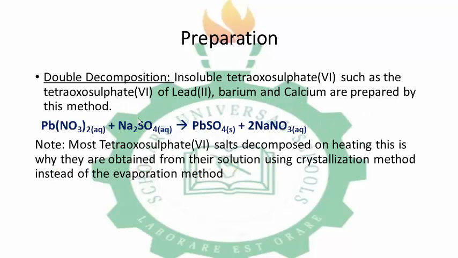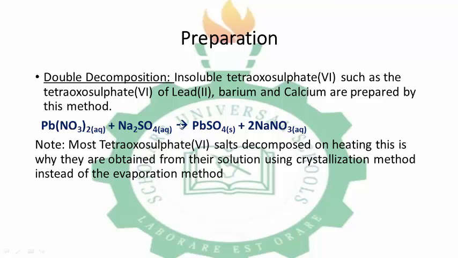Now, we can also prepare tetraoxosulphate(VI) salt using double decomposition. We use double decomposition to prepare insoluble salt. Insoluble tetraoxosulphate(VI) salt can be prepared using this method. So the tetraoxosulphate(VI) salts of lead(II), barium, and calcium are prepared using this method. You can see this lead(II) tetraoxosulphate(VI) salt is prepared using this method.